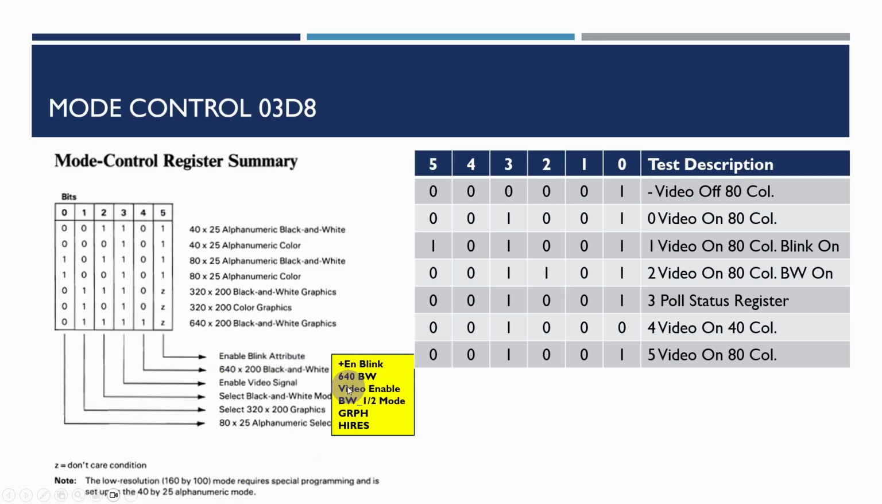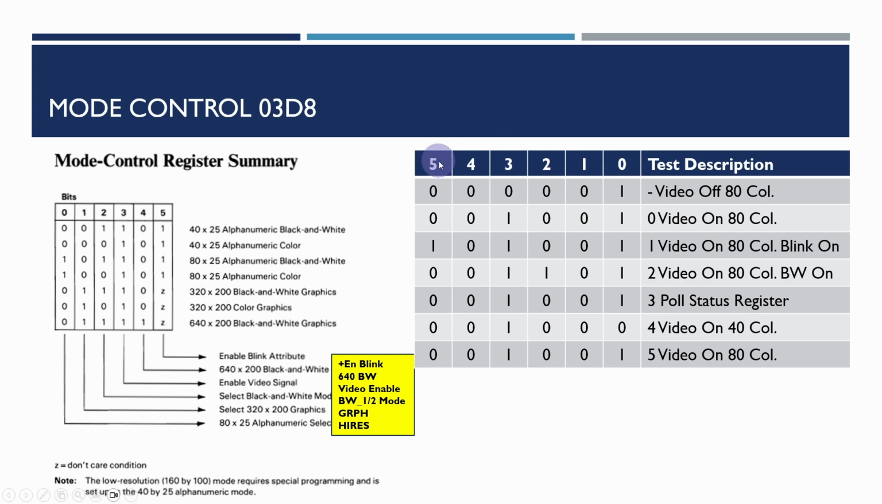So we've got blink enable, our high-res 640 black and white or 2-color graphics mode, and video enable, which when this is set to 1 enables output, and when it's 0 stops output from occurring. If we want to turn off the composite color, so we just get black and white grayscale values, that's the BW value here. The graphics bit is to enable graphics modes, and the high-res switches us between the 80-column mode and the 40-column mode.